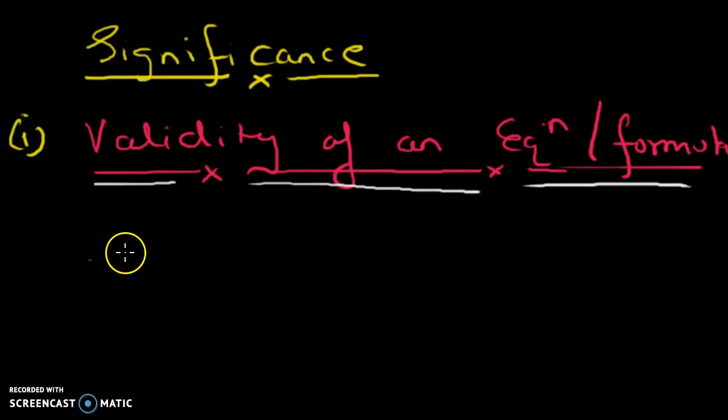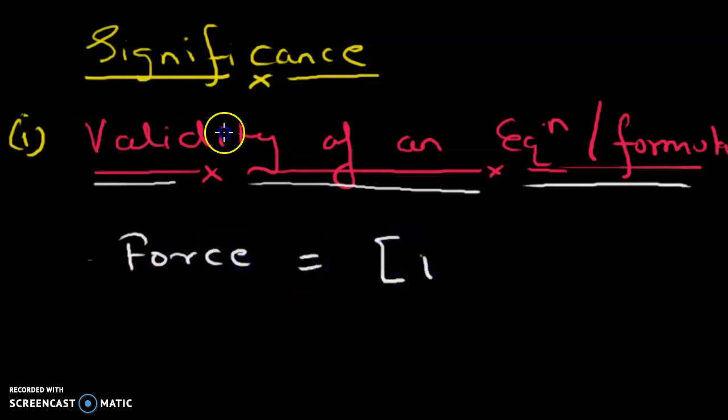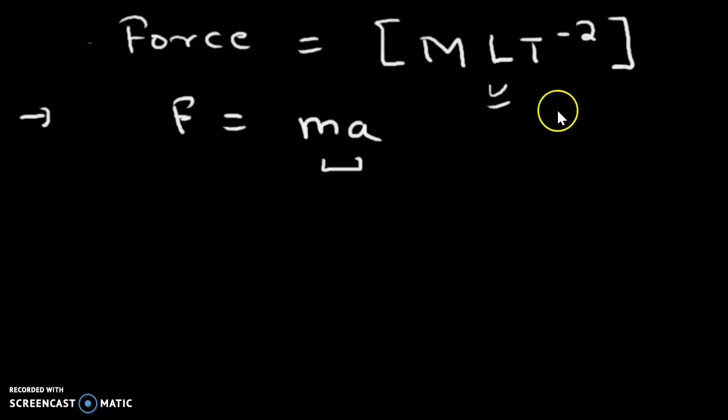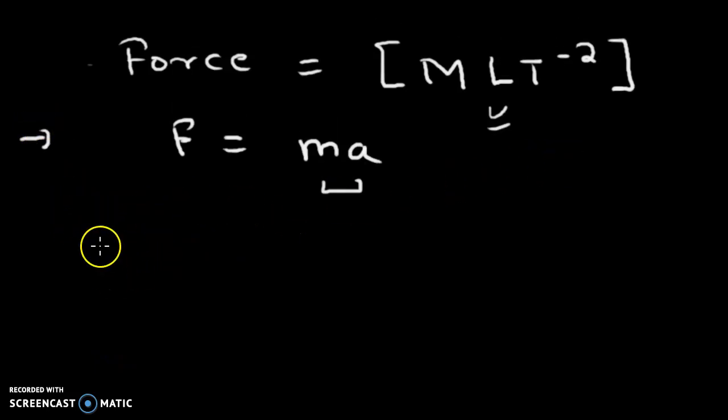Say for example, I know the dimensional formula of force, which is M L T minus 2. Somebody told me the formula for force is mass into acceleration. So I know the dimension formula of force. If the dimension formula of the left hand side is equivalent to the right hand side, then this formula is right. So let's check the dimensional formula of the right hand side. I'm writing for the right hand side.